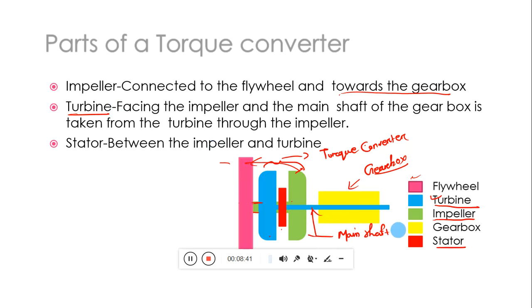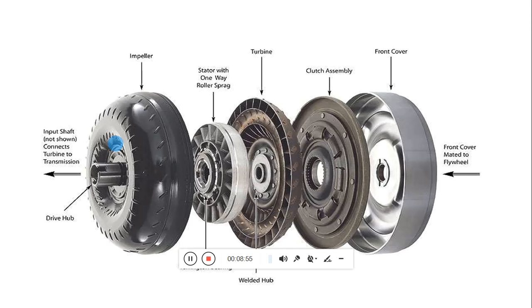Okay, and that is through the gearbox and it is connected to the turbine, and finally the stator. Okay, that is between the impeller and the turbine. Okay, now moving forward. So this is the actual torque converter. This is the impeller, and this is the turbine. From the structure you can get it, and this is the stator.